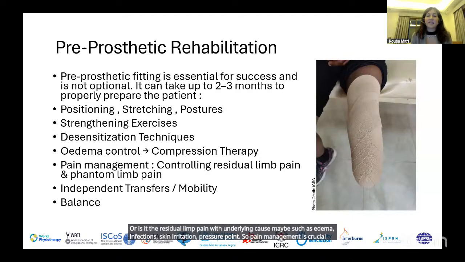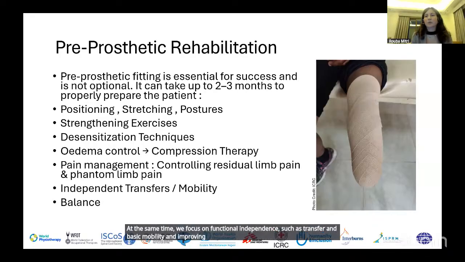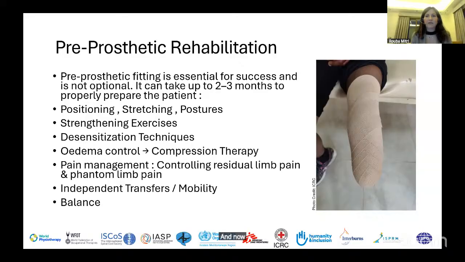At the same time, we focus on functional independence, such as transfer and basic mobility, and improving balance to prepare the patient for walking with a prosthesis. And now, to you again, Anton.